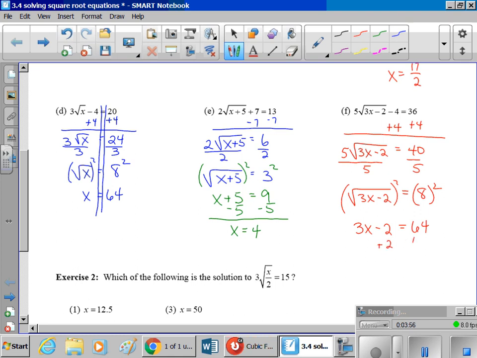Add 2 to both sides. 3x is equal to 66. Divide by 3, and x is equal to 22. So get equal sign. Sorry about that. So far so good. These do not require all that much skill at this point. So write down what you need to before moving on to exercise 2.